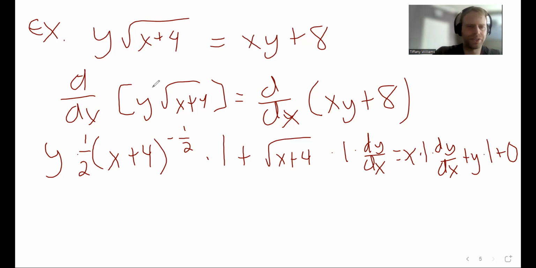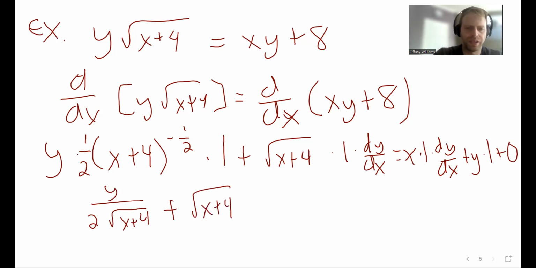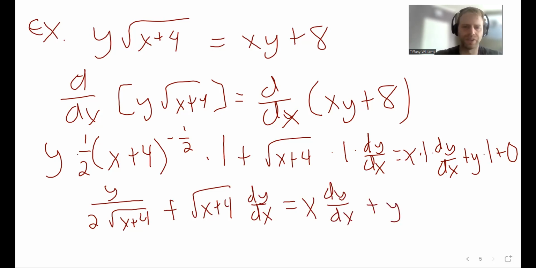For this first term, I'm going to write it a little nicer. I'm going to keep the y on top, and then I'll have 2, and the x plus 4 to the negative 1/2 will drop to the denominator and become the square root of x plus 4. Then the second term is the square root of x plus 4 times dy dx, equals, on the right side, x times 1 times dy dx, that's x dy dx, plus y, and of course the 0 just disappears.